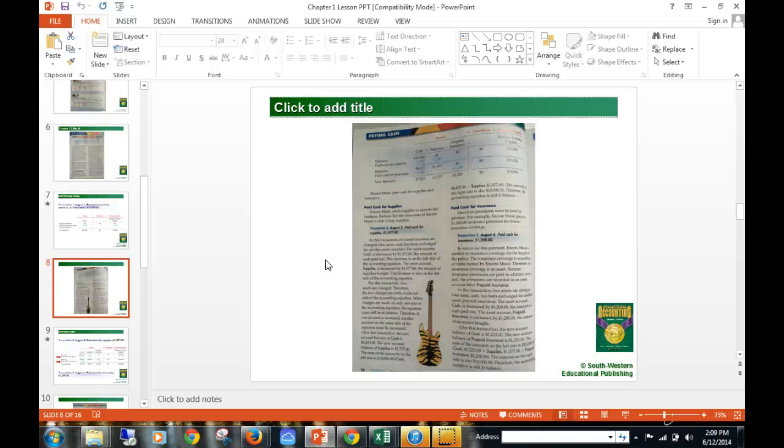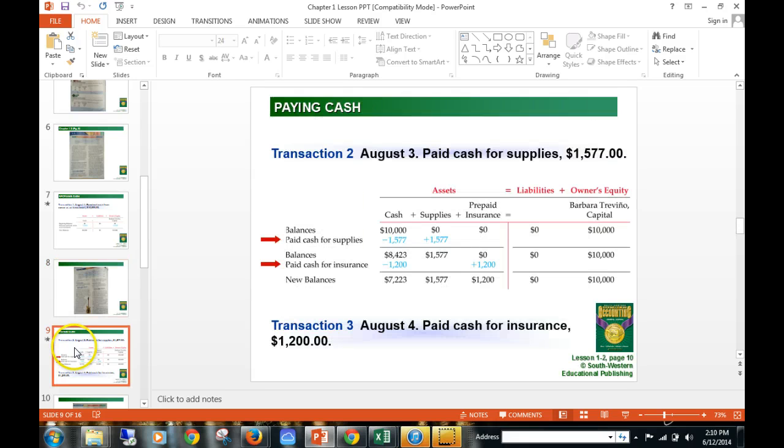So on August 3rd, we paid cash for supplies. And again, I want you to skim through this quickly, but what I just told you is the gist of transaction number 2. Paid cash for supplies. We're stocking our business. Okay? If you notice at the top, paying cash. Transaction 2, paid cash for supplies in the amount of $1,577. So if we're looking at assets equal liabilities plus owner's equity, here are our accounts so far.